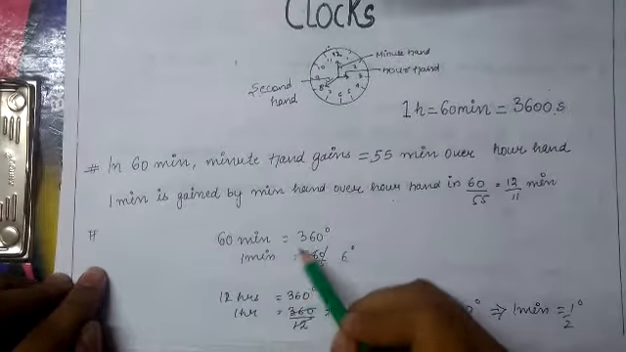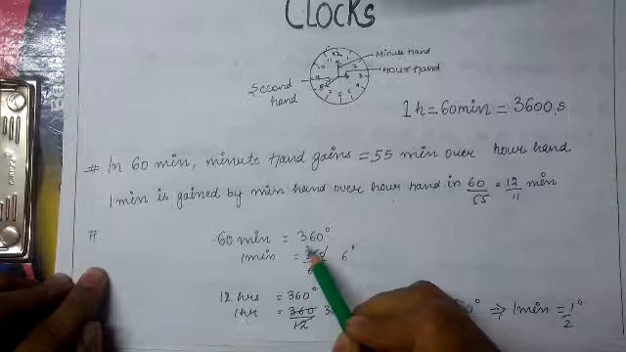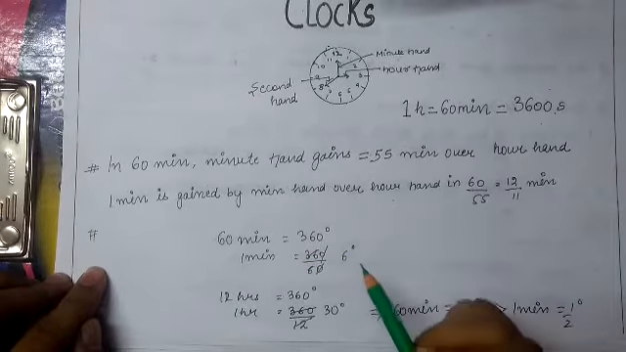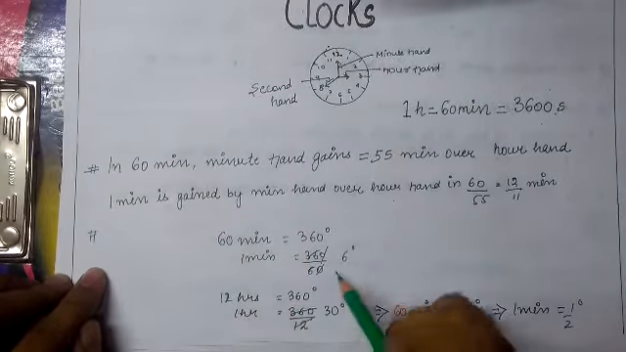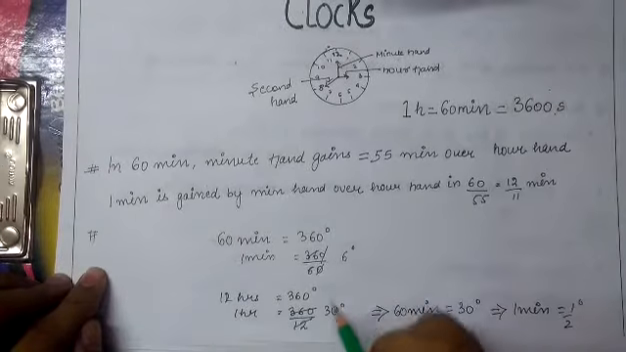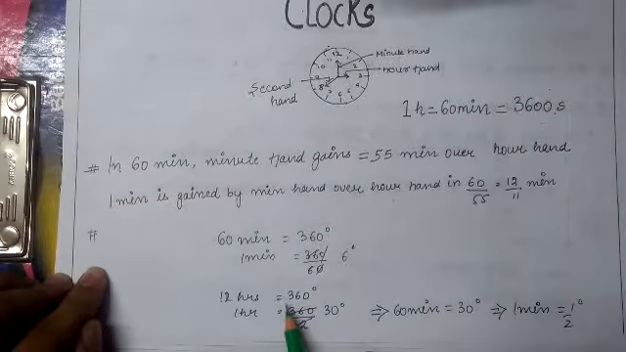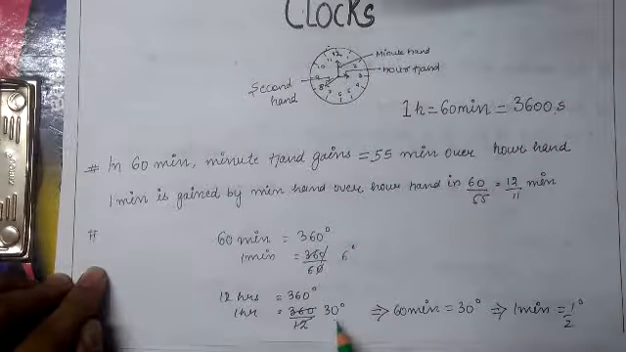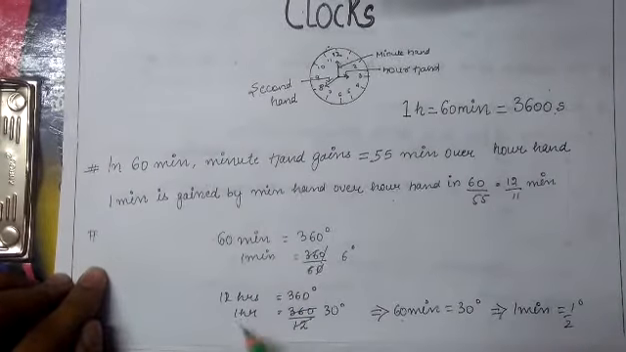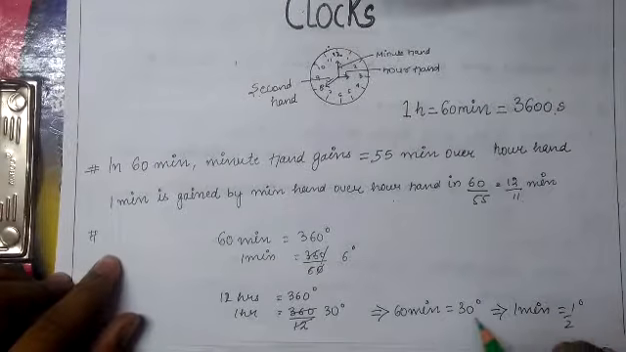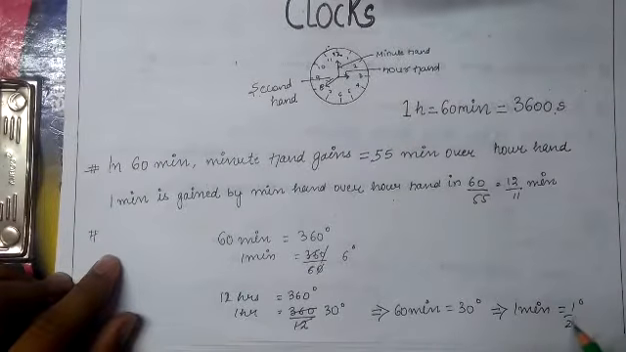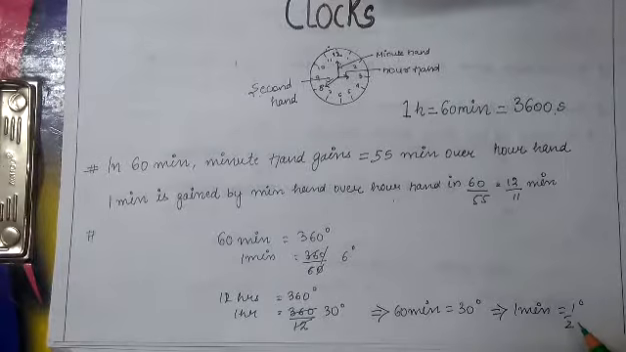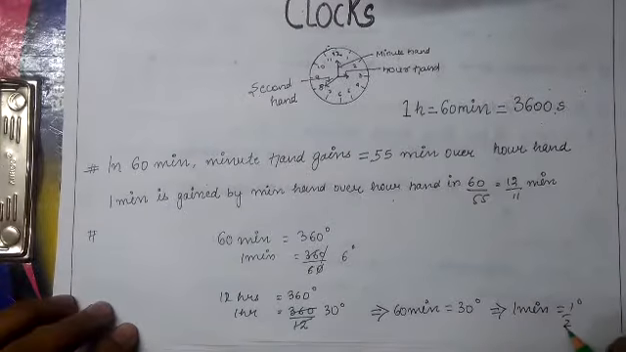We know that in 60 minutes, the angle covered by the minute hand is 360 degrees. So in 1 minute, the angle covered will be 6 degrees. And in 12 hours, the angle covered by the hour hand is 360 degrees, so in 1 hour, it would be 30 degrees. 1 hour is equal to 60 minutes, so 60 minutes is 30 degrees, and 1 minute is equal to half a degree. Means in 1 minute, the hour hand covers half a degree.